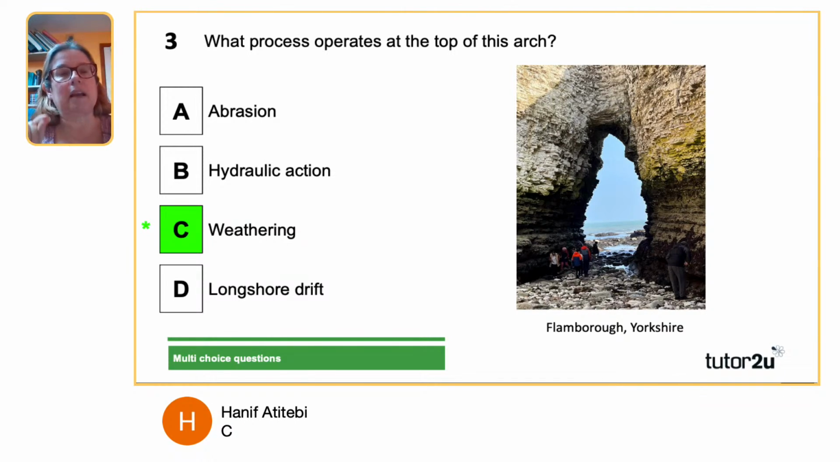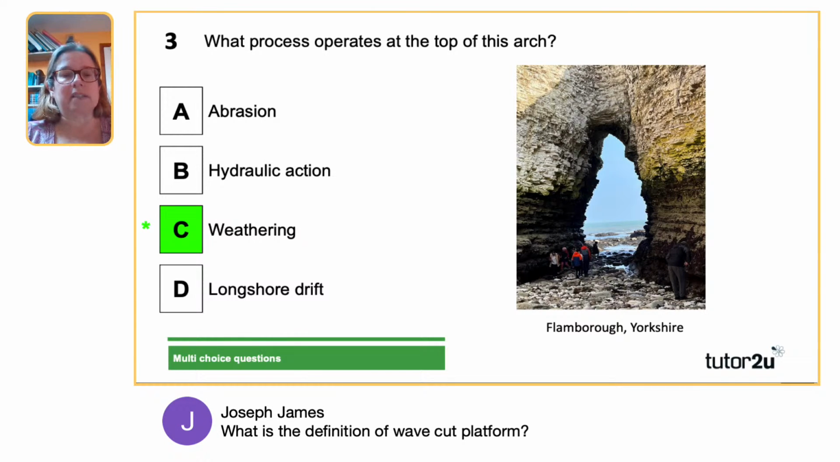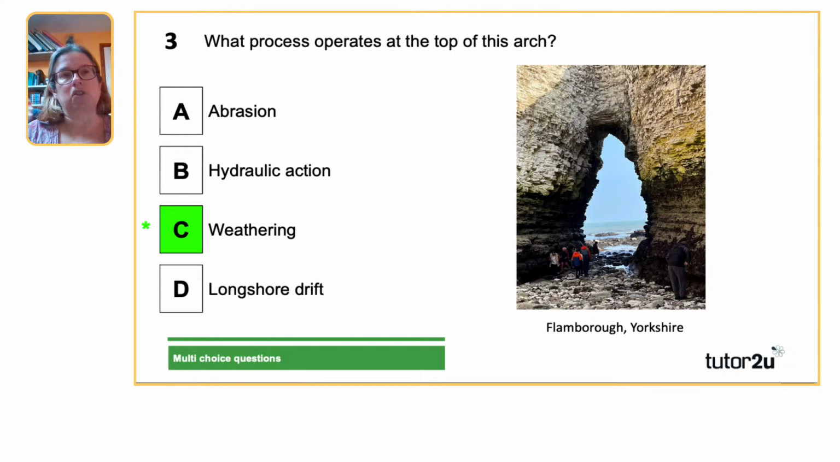Somebody just quickly asked, what's the definition of a wave cut platform? A wave cut platform is that fairly flat area of rock which is left behind as the cliff retreats. So there will be a wave cut notch. The top of the cliff will eventually be undercut and will fall down. The cliff retreats back and it leaves behind that wave cut platform, which sometimes is exposed, as in the case of the one at Flamborough Head there, but sometimes that will be covered by a beach.